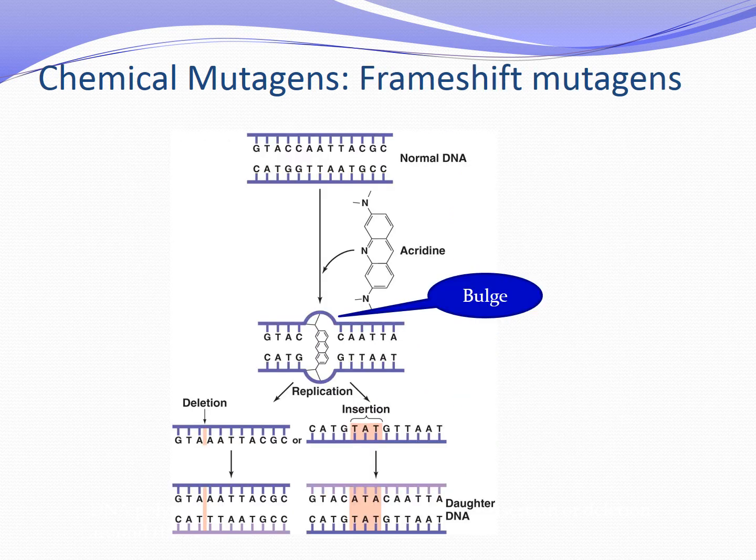For example, this is a chemical that can insert itself in between nucleotides. You see here, the shape is just right so that it can insert in between nucleotides, and the result is the formation of this bulge here. And so when DNA polymerase tries to read the sequence during DNA replication, it's going to either delete or insert more nucleotides. So what happens here is you have a frameshift. It's a shift in the reading frame.